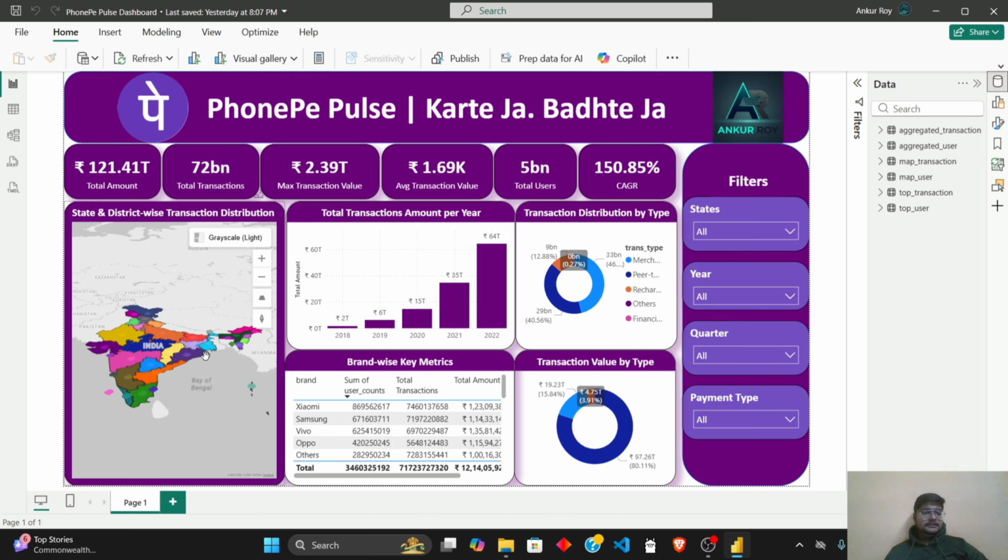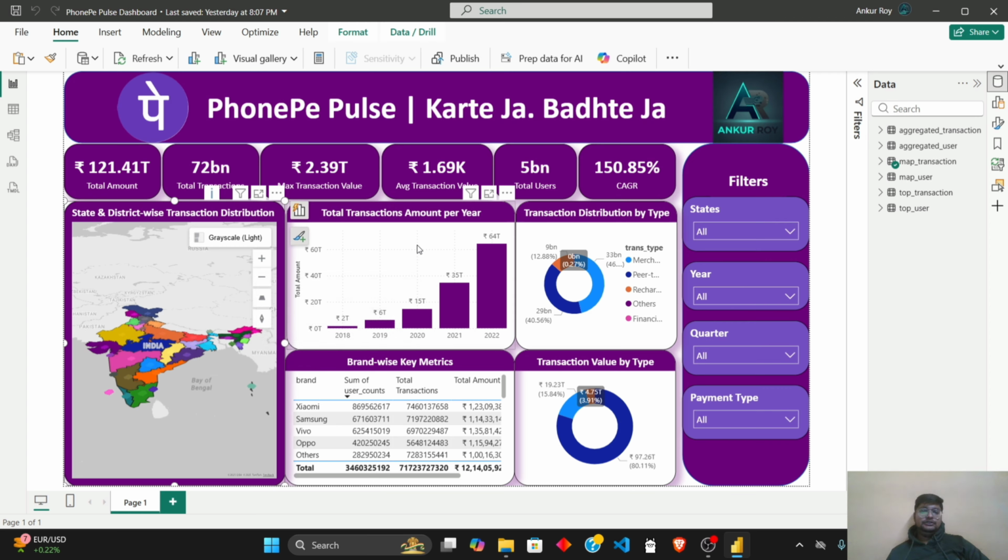On the left side, we have the Azure map visualization showing state and district wise transaction distribution and the payment intensity across India. The darker and larger highlighted regions indicate states with high transaction volumes such as Maharashtra, Karnataka, Uttar Pradesh and Telangana. This map helps us understand the geographical spread of digital payments and identify the regions which are more digitally active versus those that still have growth opportunities.